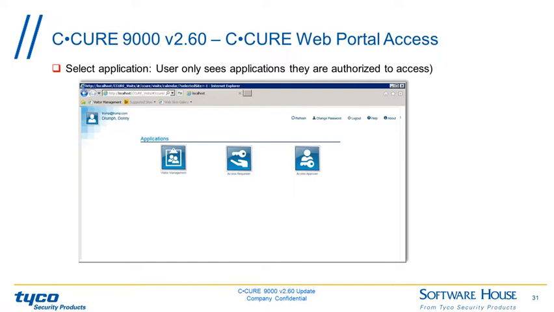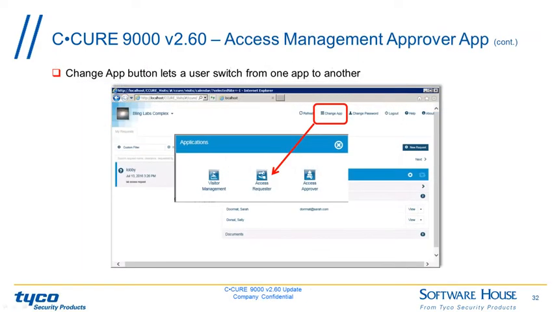So if you happen to be someone who has all three applications, this is what you'll see when you log onto the portal. So you can pick any one of these at a time. So again, there's the visitor management, access requester, and access approver. And also at any time, you can use this change app button, and you can go to one of the other applications if you have been granted access. So you're not stuck in that application and have to log out and then log back in. Okay?